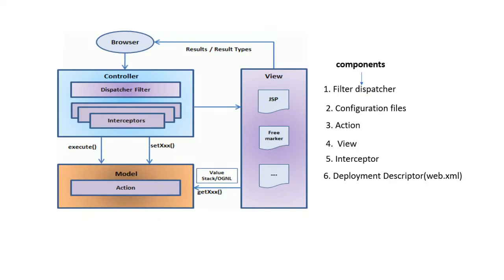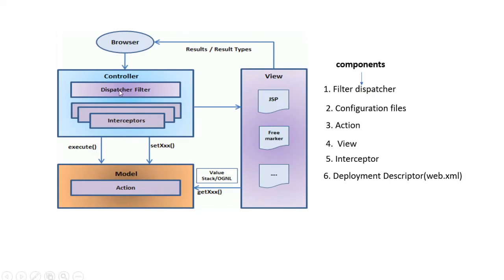It identifies the request from the user. First, it identifies the request from the user. According to the request, it calls the particular model, or we can say an action gets generated according to the request by this dispatcher filter, and according to that action, a view will get generated, that is, the result is given back to the user.